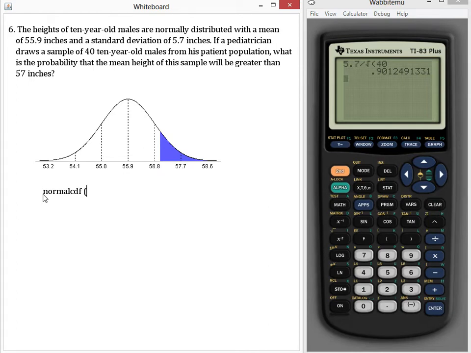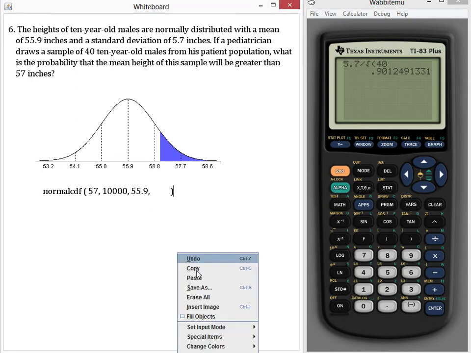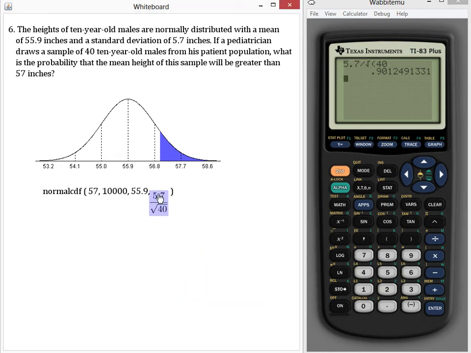The lower end point is going to be 57. The upper end point, I'll just put in, is 10,000. The mean is 55.9. And then the standard deviation, I've got to take 5.7 divided by the square root of 40. So that's what that will look like there. In the calculator, it will render a little bit different, but that's basically what we're inputting to our function here.